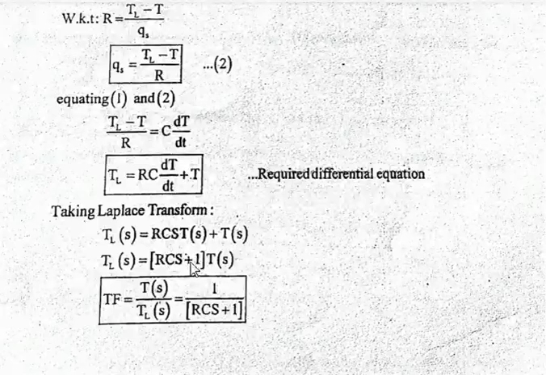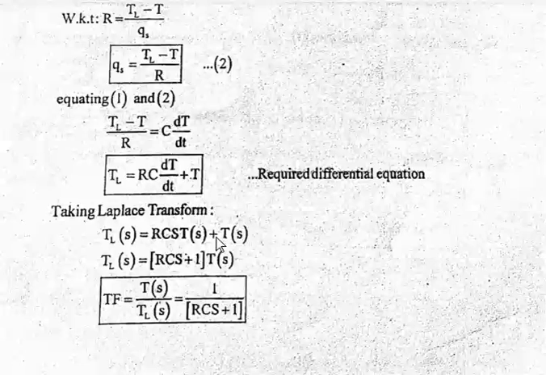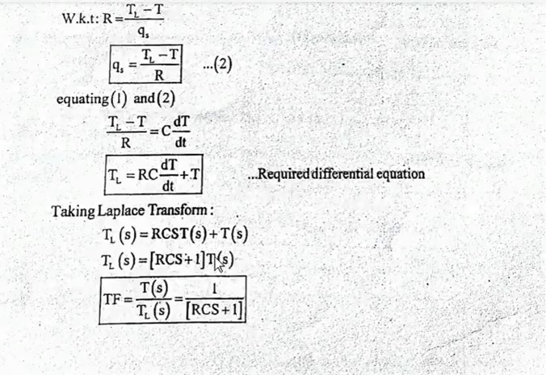Next, TL of S is equal to (RCS plus 1) into θ of S. You can take θ of S outside. So it becomes what? TL of S is equal to (RCS plus 1) into θ of S.